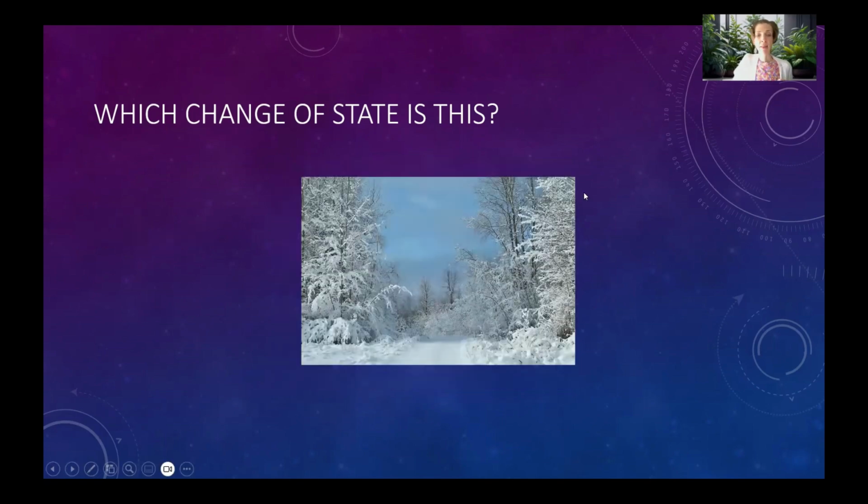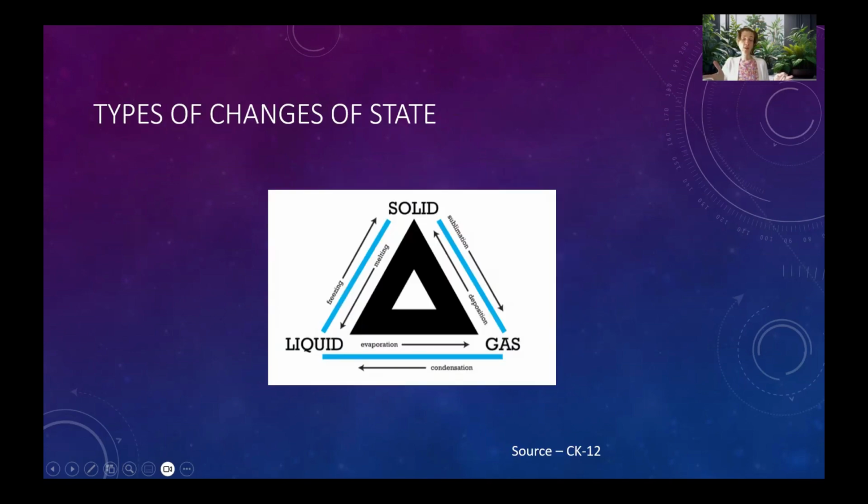And then this is supposed to be an example of frost. This is a picture of frost. So this is deposition. Deposition, just be an E there, okay. Where gas changes directly into a solid when gas particles become very cold. All right, so this is just a helpful little image that is in your book that shows the changes of state.